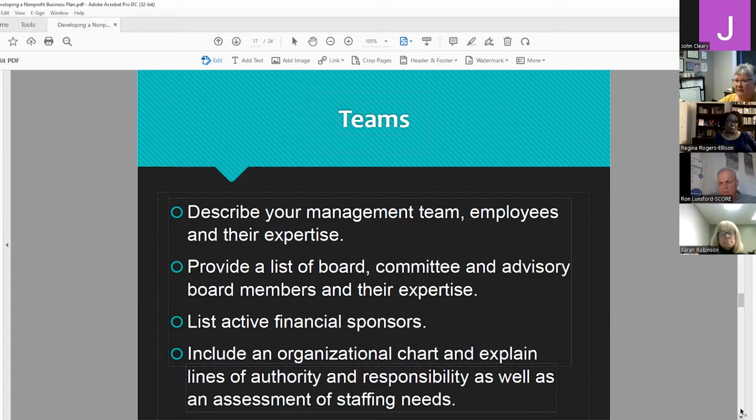Certainly provide a list of your board, committee, or advisory board members and what expertise they bring. I teach a lot about building diverse boards, especially boards that are diverse in experience, strengths, and resources.